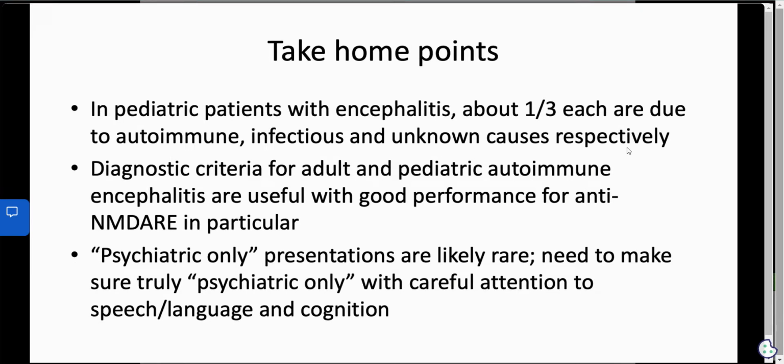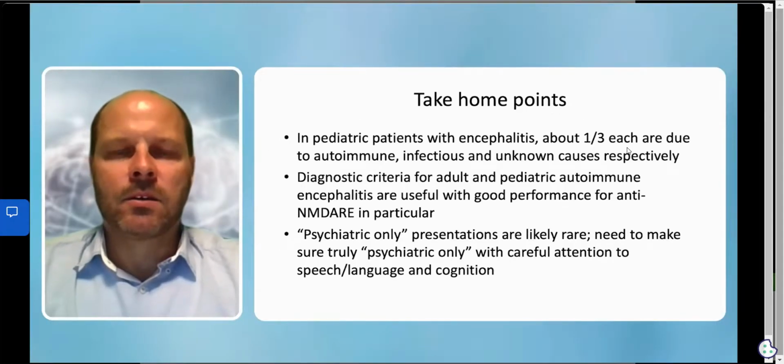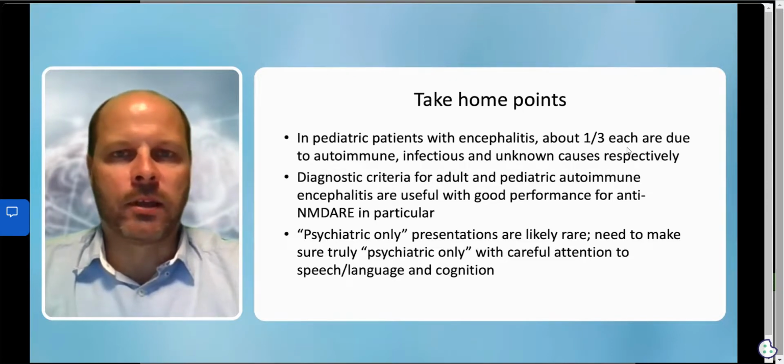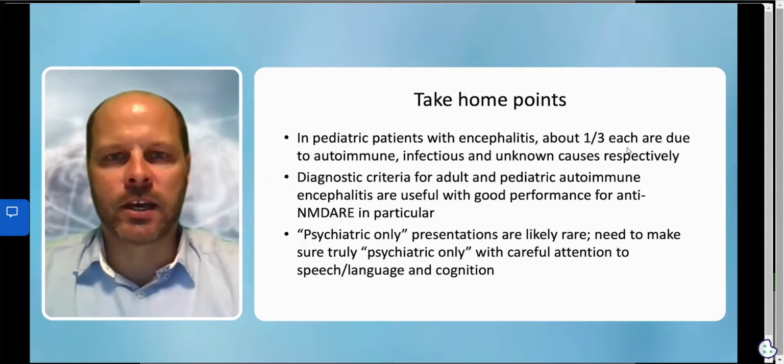So take-home points for this section of the talk: in pediatric patients with encephalitis, about 1/3 each are due to autoimmune, infectious, and unknown causes, respectively. Diagnostic criteria for adult and pediatric autoimmune encephalitis are useful, and they have good performance, especially with anti-NMDA receptor encephalitis. Finally, quote-unquote, psychiatric-only presentations are likely very rare, as shown in the Daumel study, but we really, as clinicians, need to make sure that these presentations are truly psychiatric-only and pay careful attention to speech, language, and cognition.